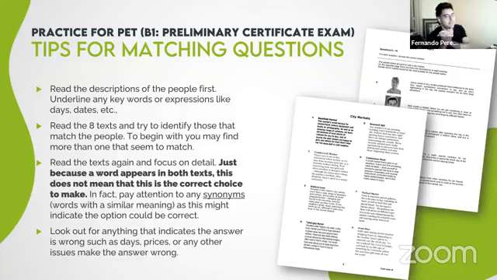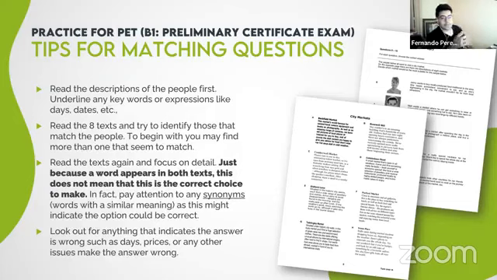The tips that I can give you are: number 1, read the descriptions of the people first. I recommend that you get familiar with the people first before you pass to the markets. Number 2, read the 8 texts and try to identify those that match the people. To begin with, you may find more than one that seems to match. It's very probable that 2 of them are very appropriate for one person. So be careful with exceptions. Exceptions are very, very helpful.